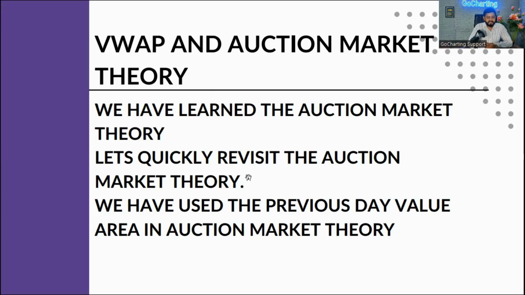Okay. At the same time, if the price is going outside the value area, it will not enter the value area, but it will be in the imbalance direction and it will keep on moving in the imbalance direction, right? So this is how we have learned the auction market theory, but that was with respect to the previous day value area. Okay, now let's try to see how these rules are applied in case of developing value area.